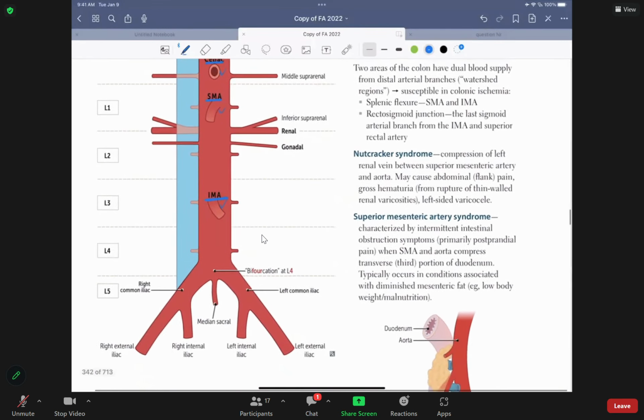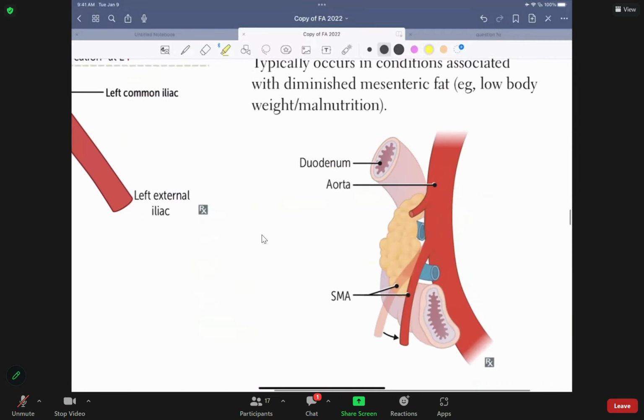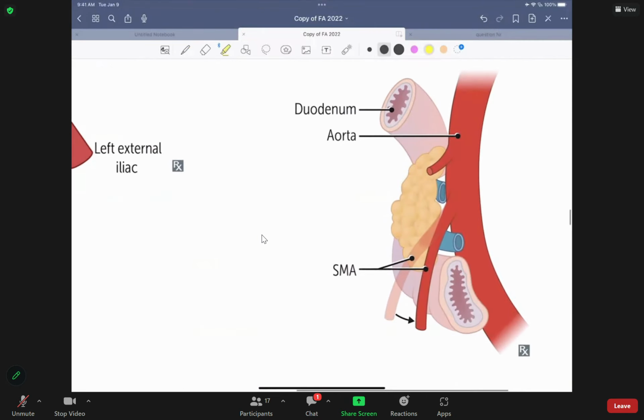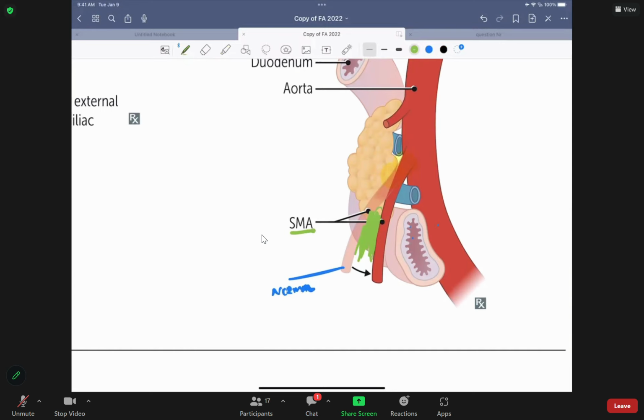Now, first, I'm going to talk about superior mesenteric artery syndrome, folks, okay? Let's take a look here. What happens here? This is your SMA, and this is normal anatomy. You have the aorta, the duodenum, and then the superior mesenteric artery, and in between the superior mesenteric artery and the duodenum, there's fat. So your superior mesenteric artery is sitting on top of the fat. Is everybody clear, folks? Again, the order is superior mesenteric artery, fat, duodenum, and then abdominal aorta. That's the order.